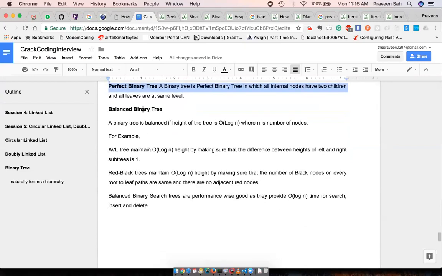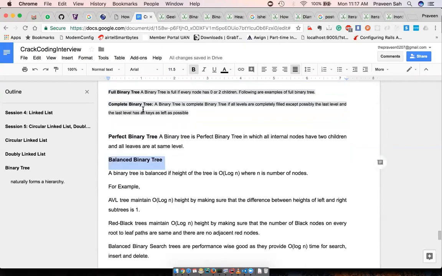So now, Praveen, is a complete binary tree a perfect binary tree? No. A perfect binary tree is a complete binary tree, but a complete binary tree might not be a perfect binary tree. Okay. Yes, got it.